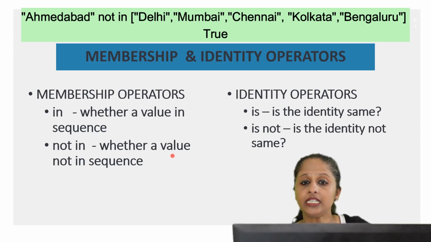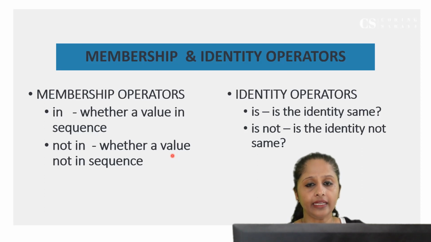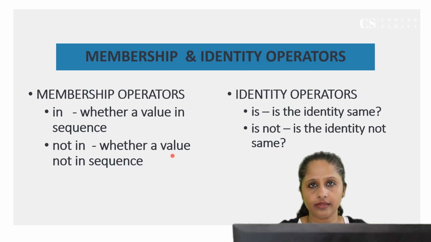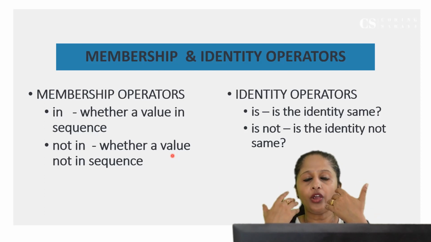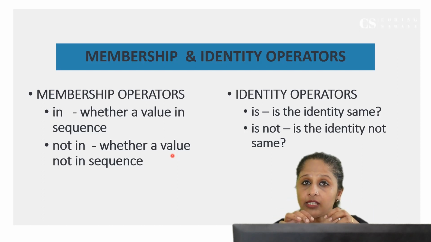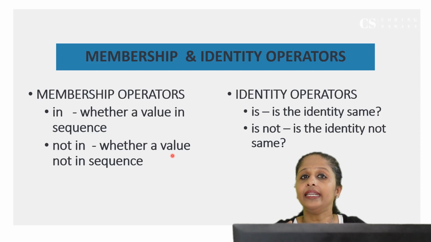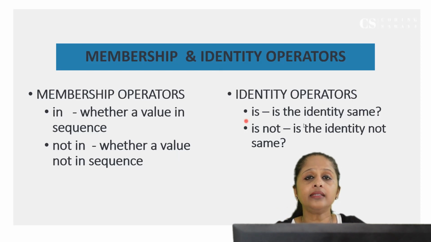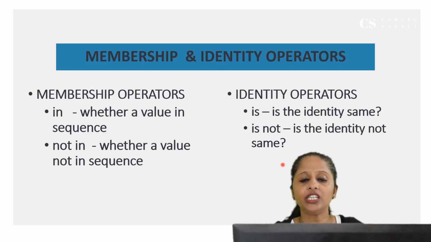Next we have the identity operators, which are is and is not. It is checking the identity. That is, if you have two variables, one on the left side and one on the right side, and those two variables are pointing to the same memory location, then in the case of is we can say it is true. That is, x is y. Suppose x is a variable and y is a variable, and we write x is y. Whether x and y are pointing to the same memory location, then we can say the identity is the same, that is, it is true. Otherwise it returns false.